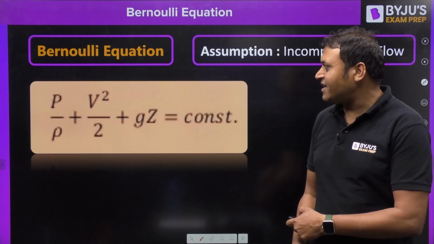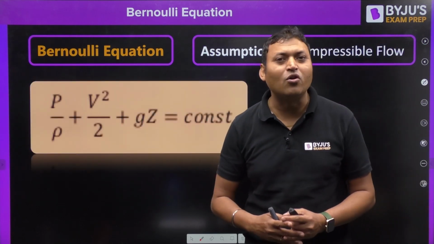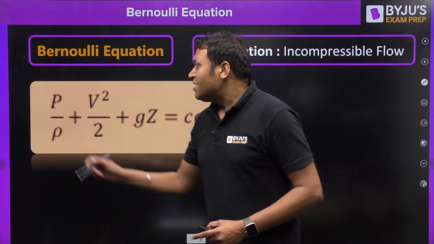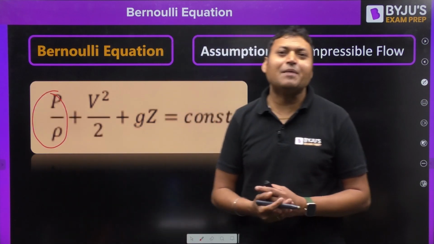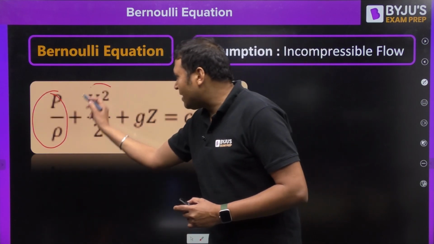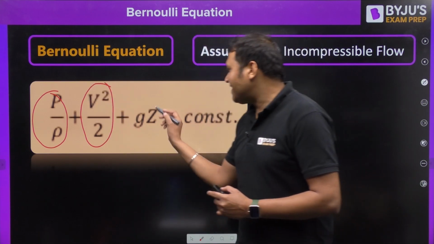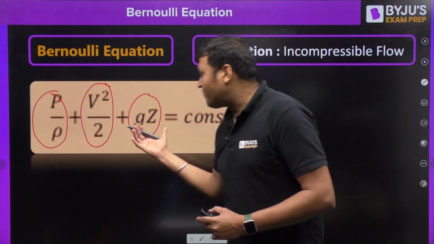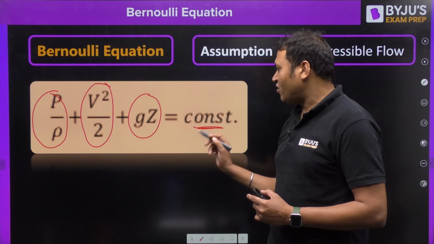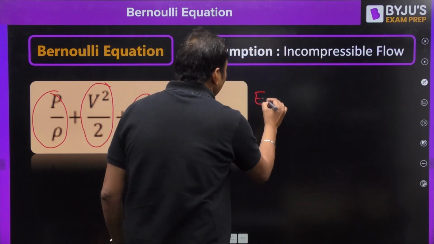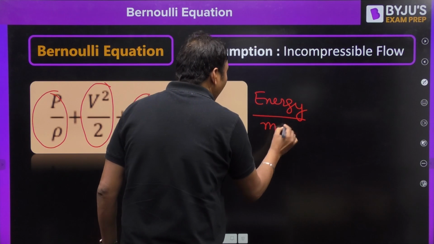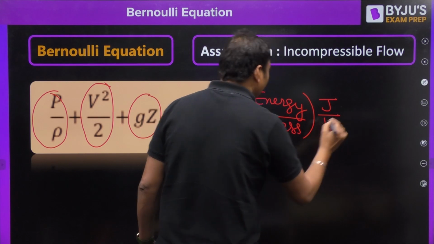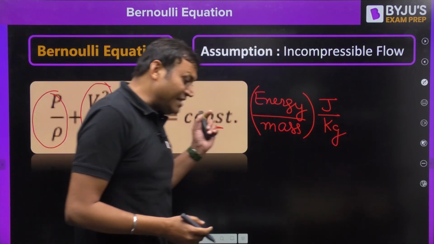This is the assumption to be applied other than the non-viscous and steady nature of the flow, and we get the very well known equation called the Bernoulli equation. According to the Bernoulli equation, the first term represents the pressure energy of the fluid, the second term represents the kinetic energy, and the third term represents the potential energy. So it is the sum of the total energy of the fluid which remains constant. Each term represents energy per unit mass of the fluid, so the unit is joule per kg for each term. This represents the Bernoulli equation.